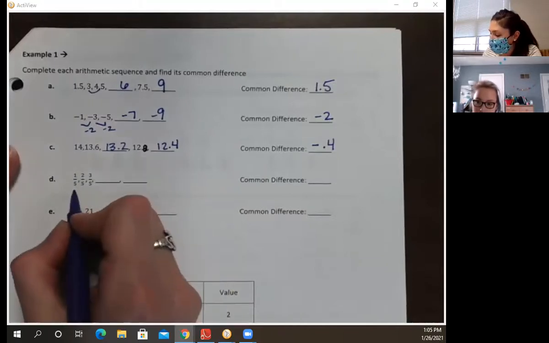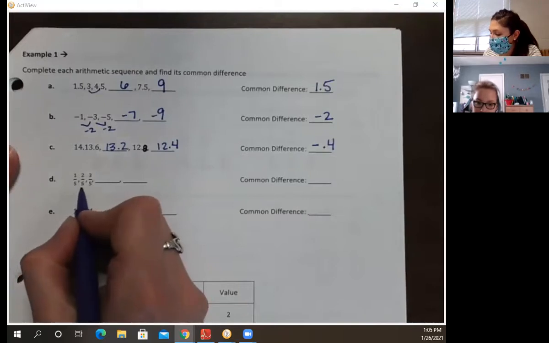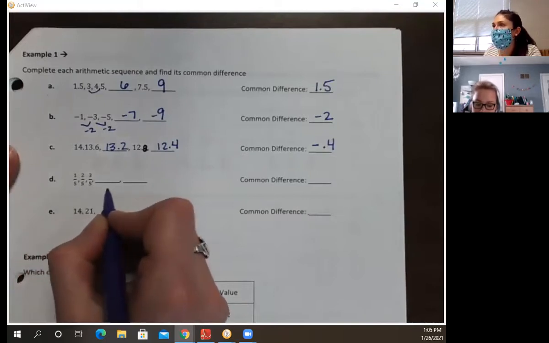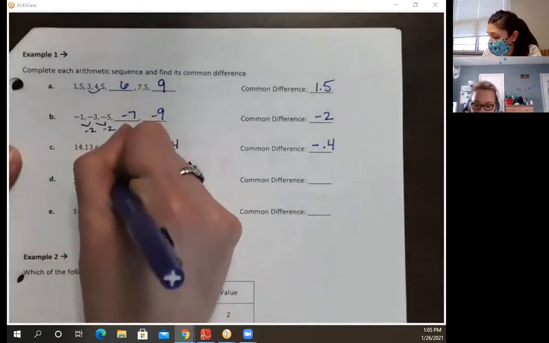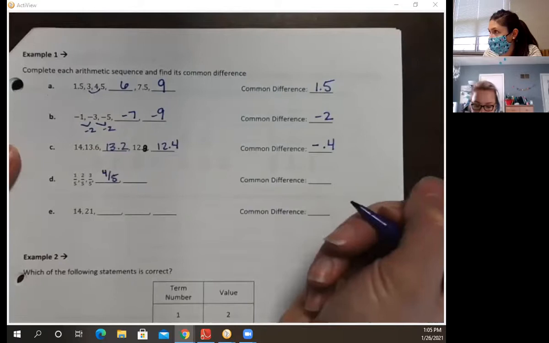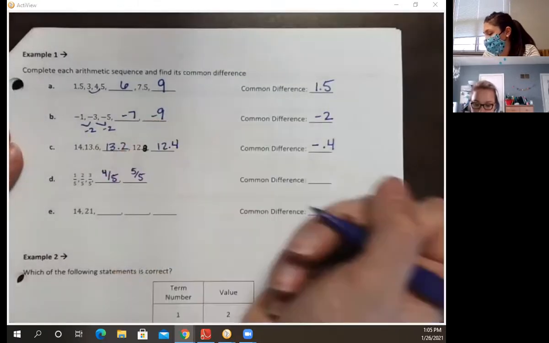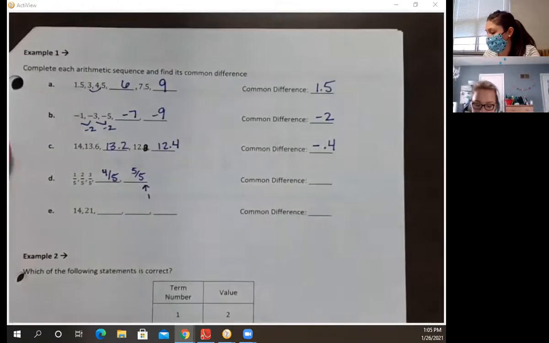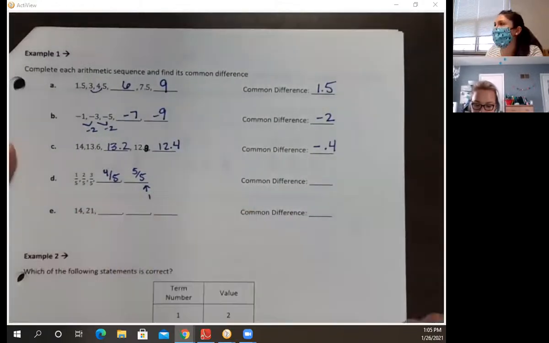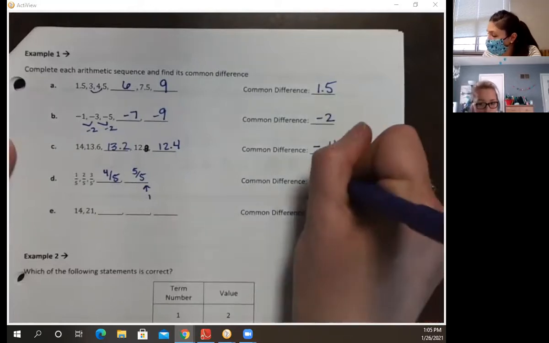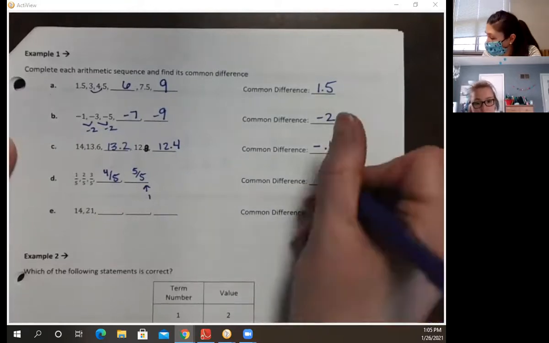For D, we've got 1/5, 2/5, 3/5. What do you think the next one in this pattern is going to be? 4/5, and then 1 or 5/5, right? The same as 1. So what were we doing each time? Adding 1/5. Yep.